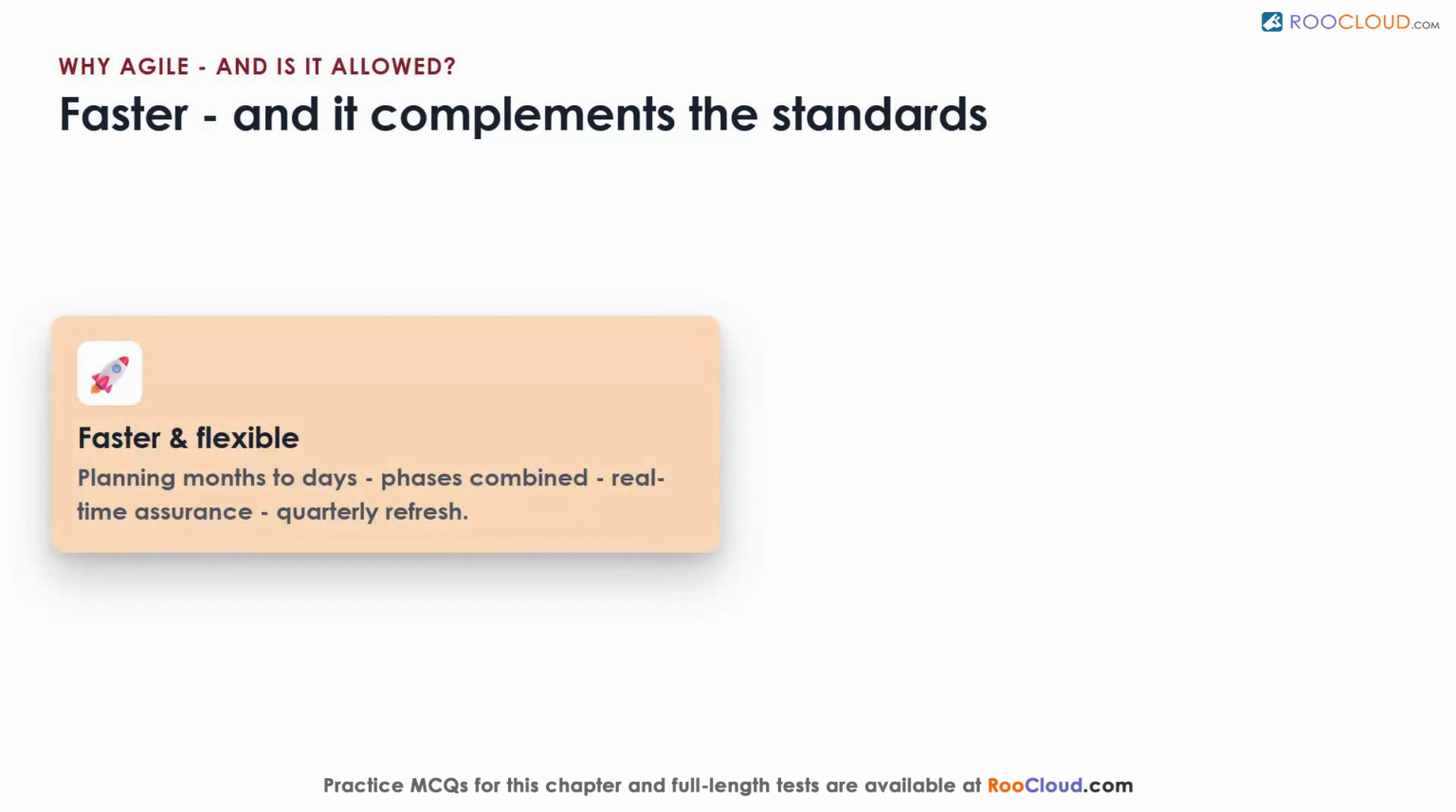What are the benefits? Planning shrinks from months to weeks or days. The phases combine into one streamlined engagement. Customers join the daily stand-up and shape the work. The scope flexes as new information appears. You give real-time assurance as you find issues. And you revisit the plan every quarter, not once a year.